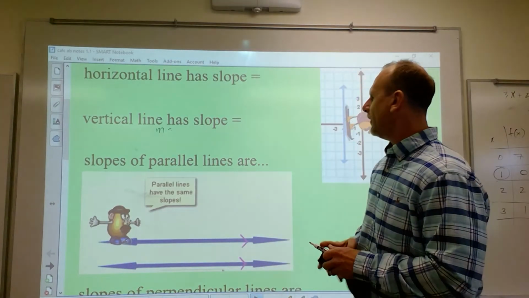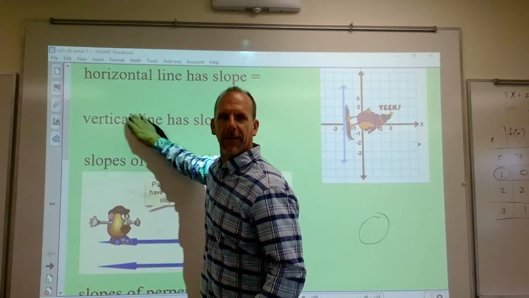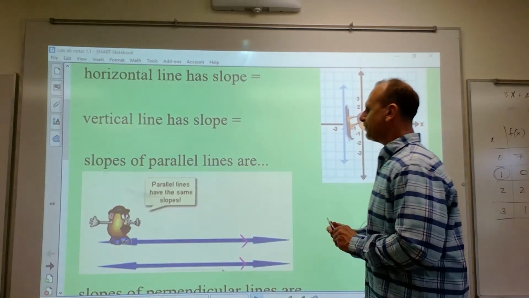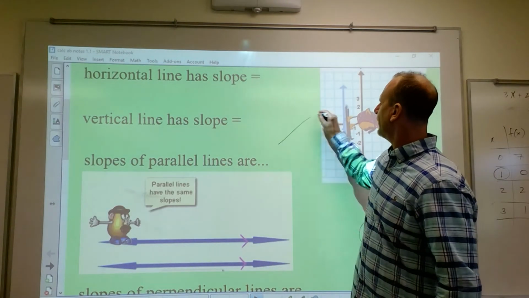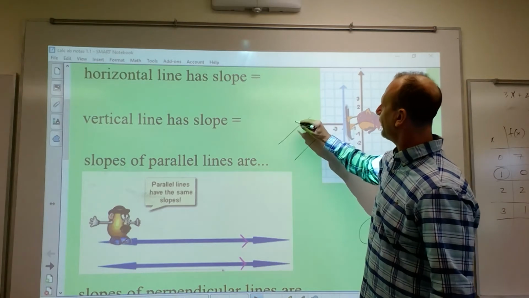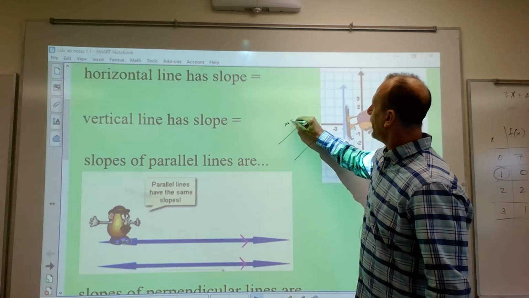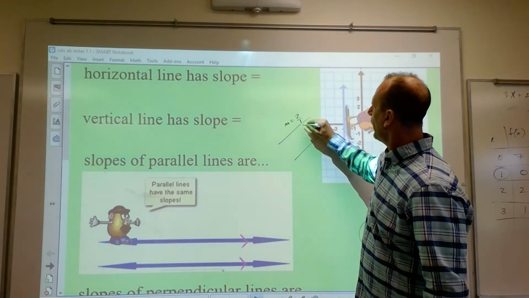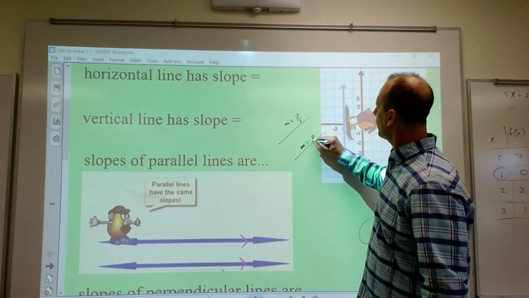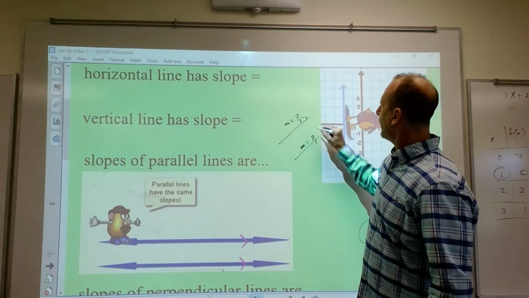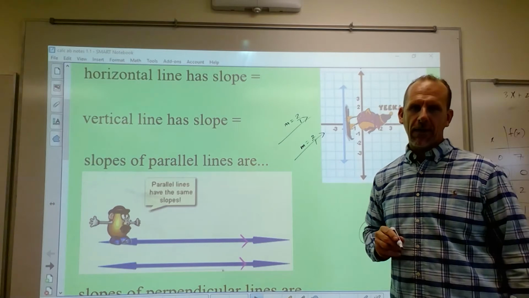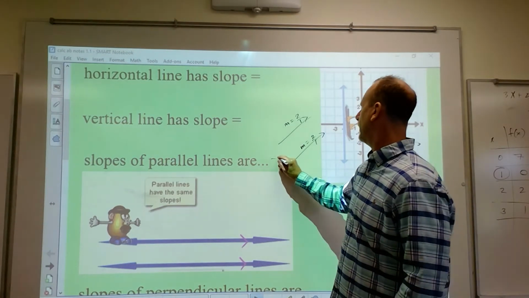Slopes of parallel lines. Parallel lines. This slope and this slope right here. Let's just say this one is rise 2, run 1. Slopes of parallel lines are equal.